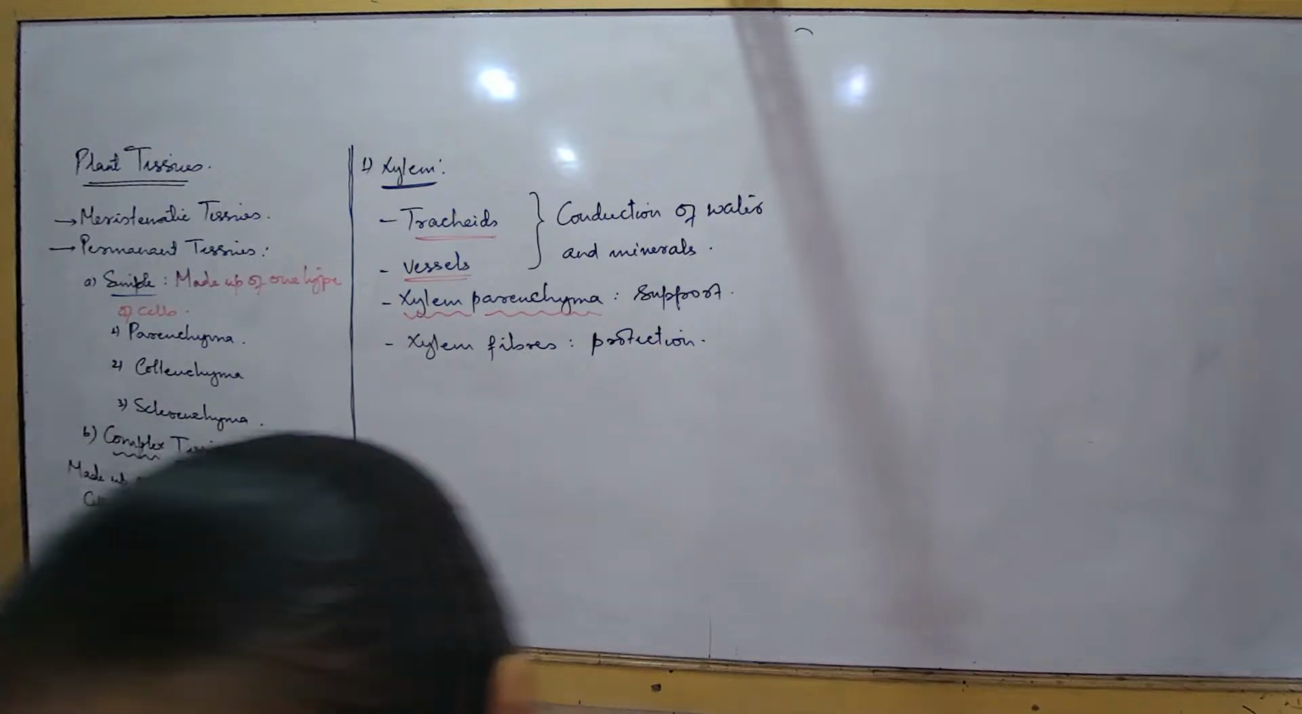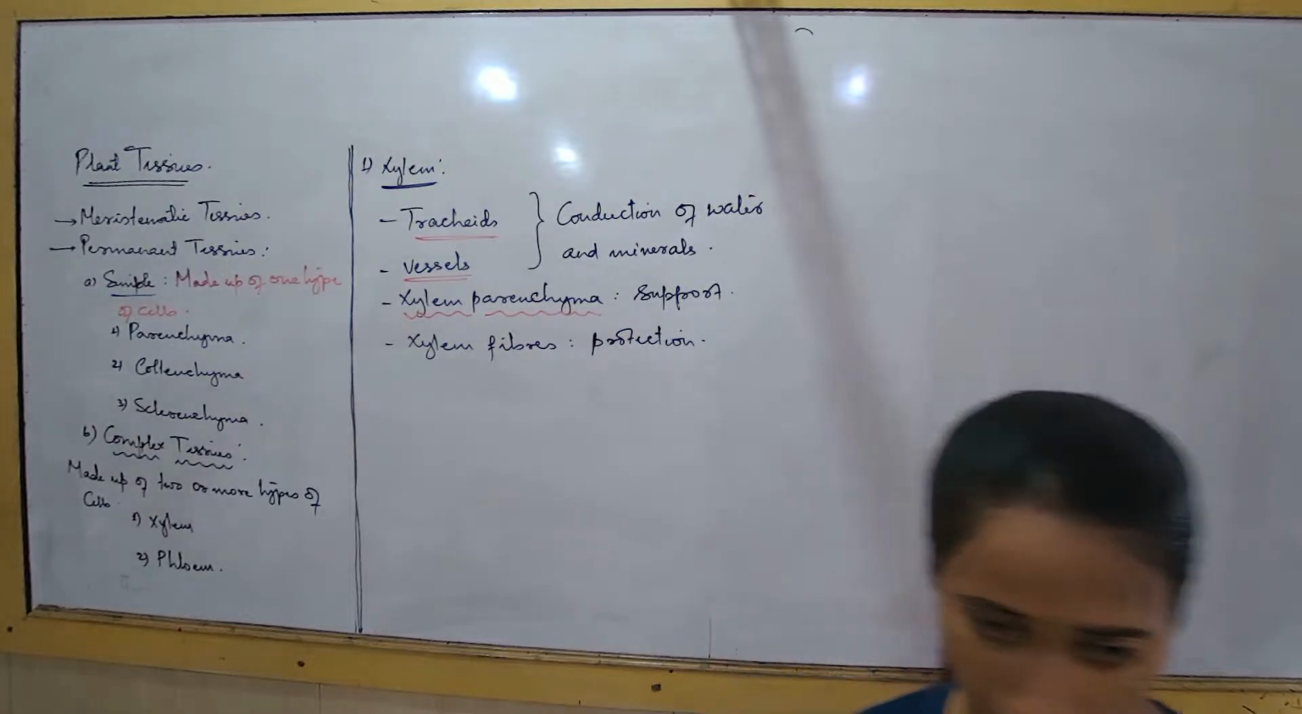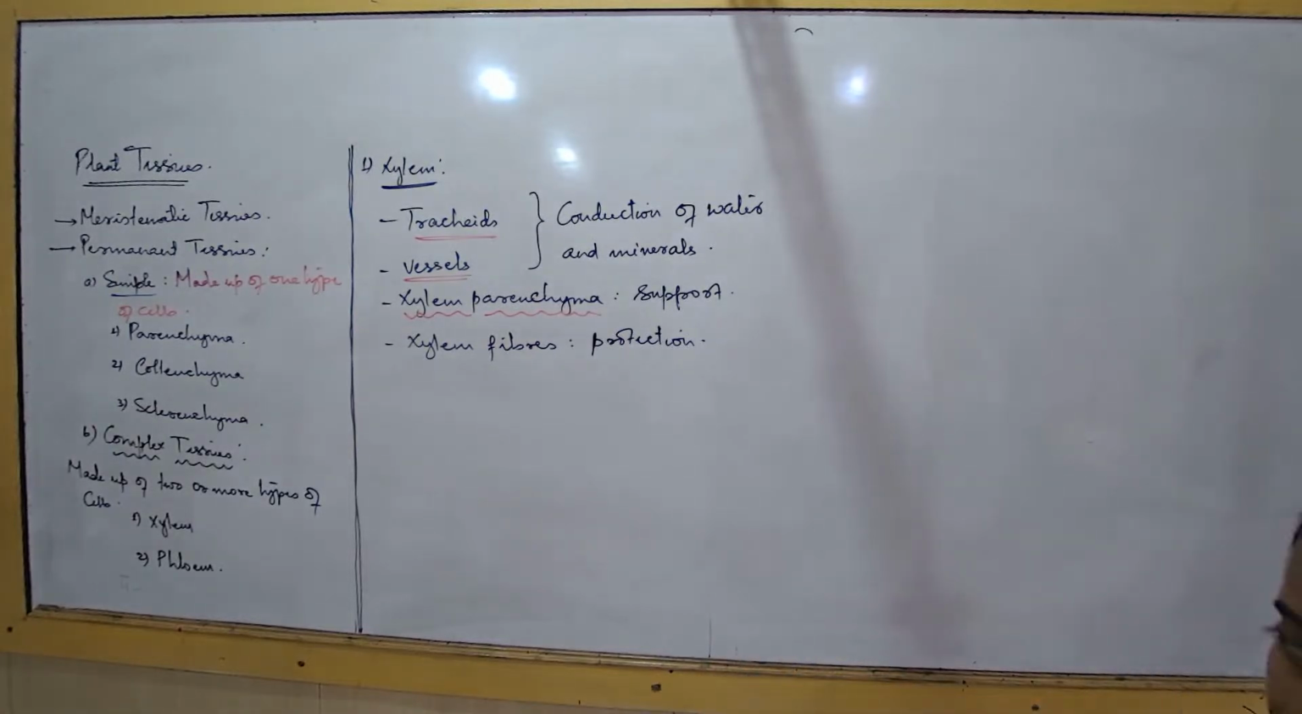Are they fast dividing cells? Not at all. Meristematic cells are the fast dividing ones. Parenchyma cells, collenchyma cells, sclerenchyma cells, that we discussed the other day. Okay. Since I started with complex tissues, I'll complete this and then go to that.